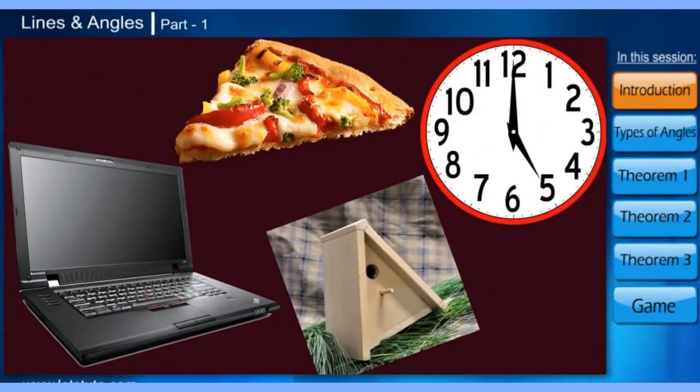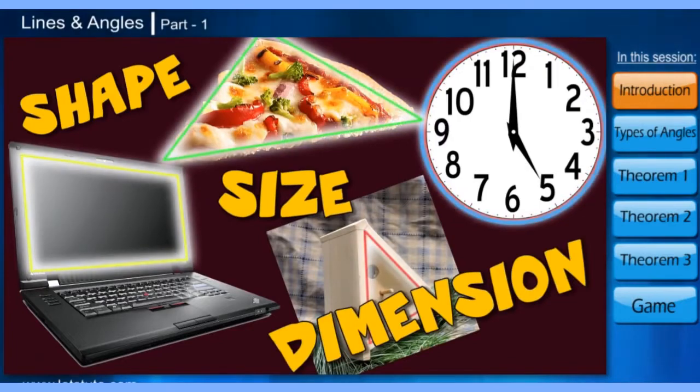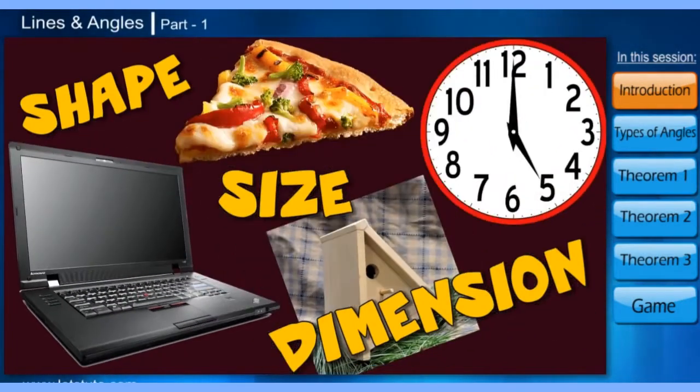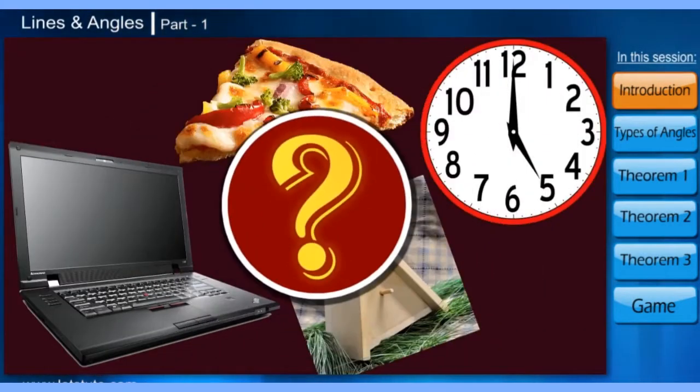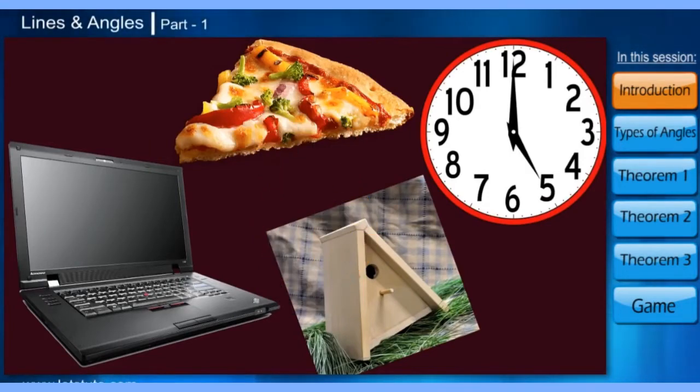Everything we have seen around has a particular shape, size and dimension. Now looking at these few pictures, what can you understand? When you see these pictures, what do you think? I'm sure many of you must have identified various shapes in these images.